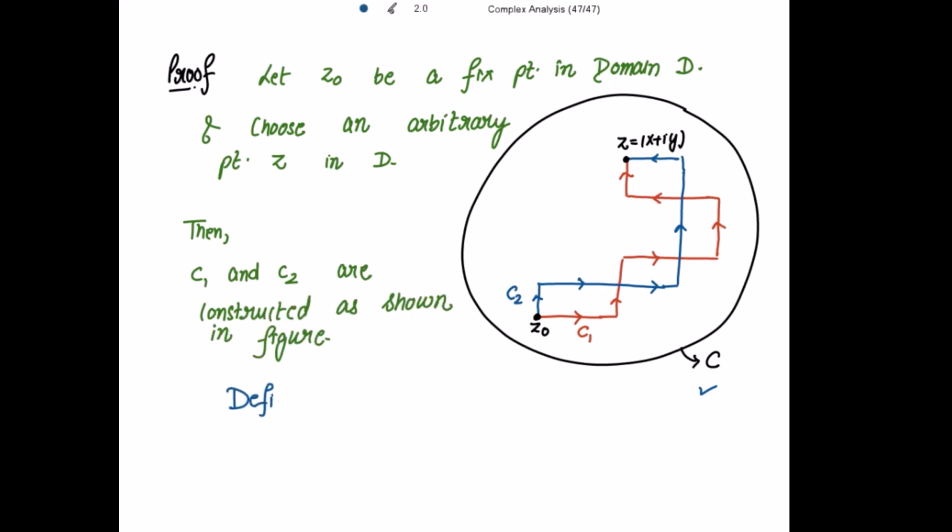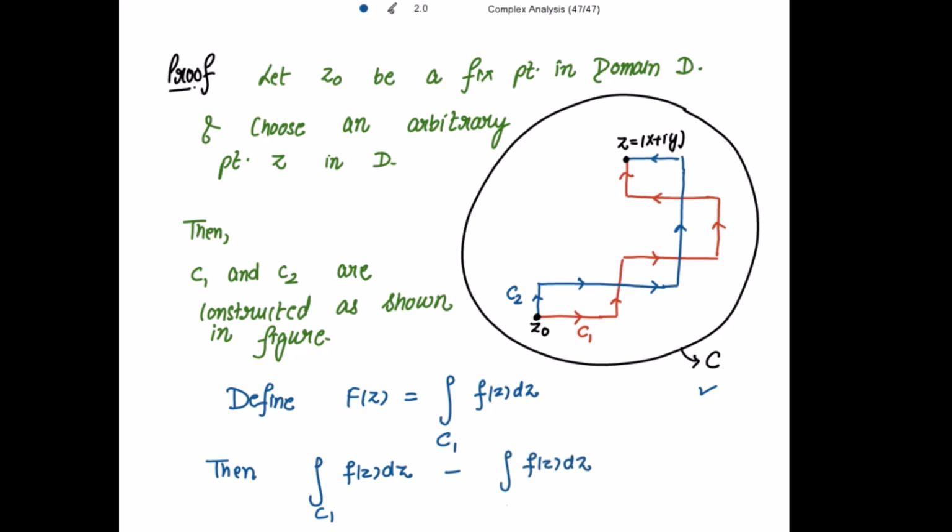Let's define capital F of z to be equal to the integral of f of z along C1, right? Then the integral of f of z dz along C1 minus the integral of f of z dz along C2, this is the result, the integral of f of z dz along C1 minus C2.